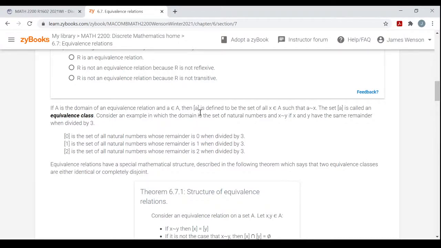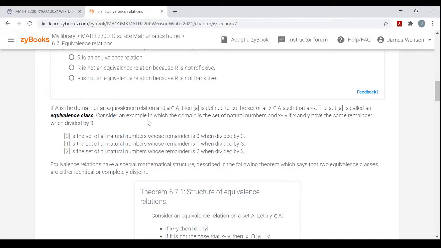So this little bracket around a set is called an equivalence class, or the equivalence class of element a. And again, it contains all the elements in the set A, capital A, that are related to element little a, or equivalent to little a in the equivalence relation.